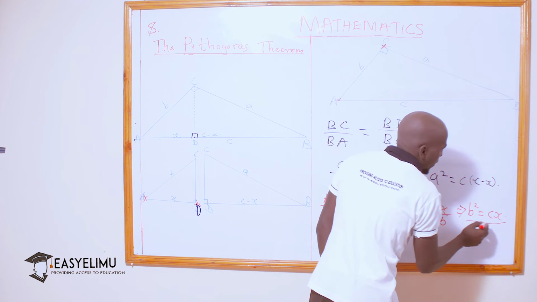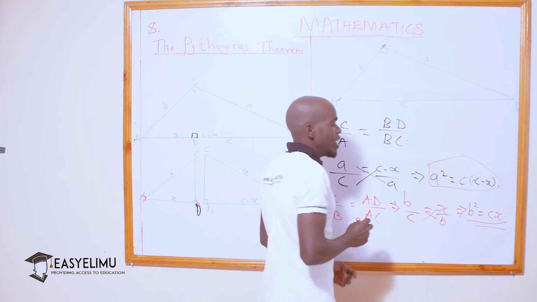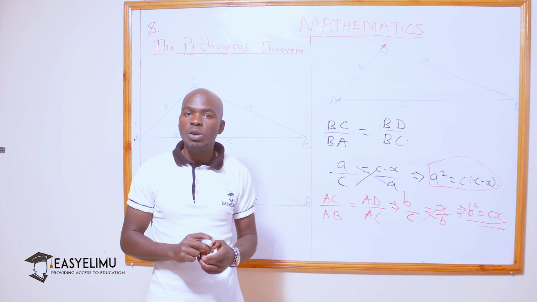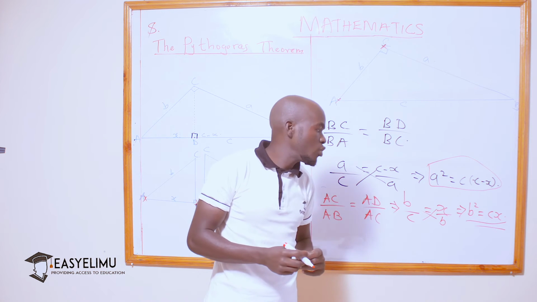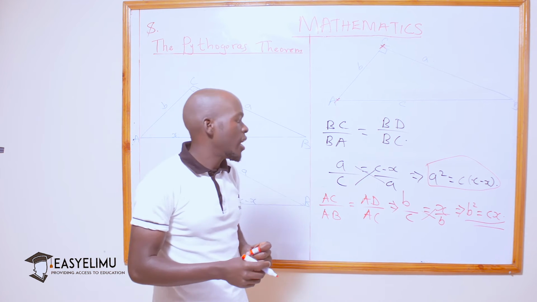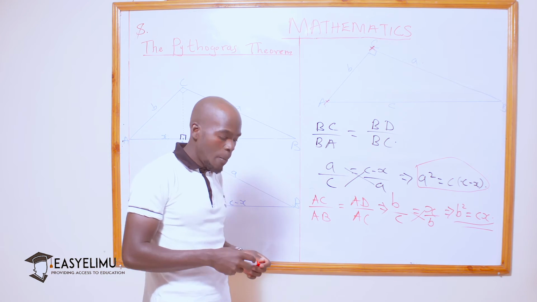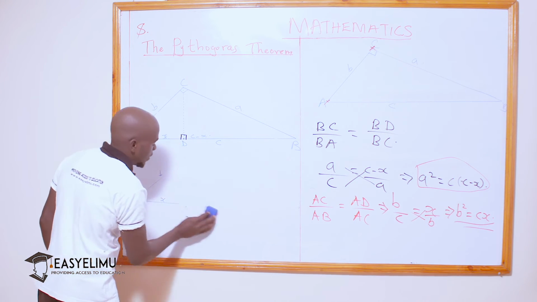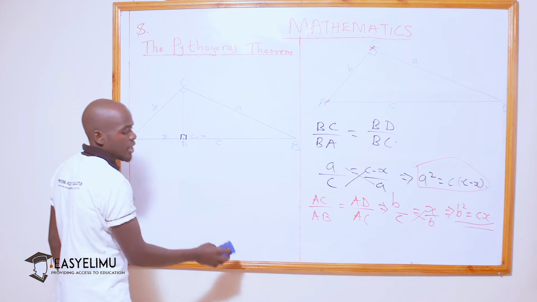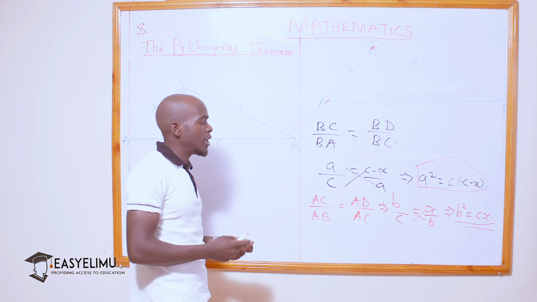That is what we find there. But remember, the first one gave us A squared equals C into bracket C minus X. The other one has given us B squared equals CX. So we need to find Pythagoras theorem. So on doing that, we shall add the two values which we have found here.